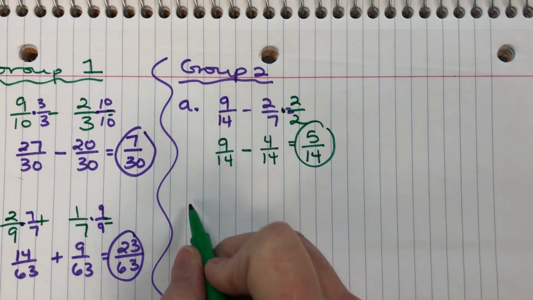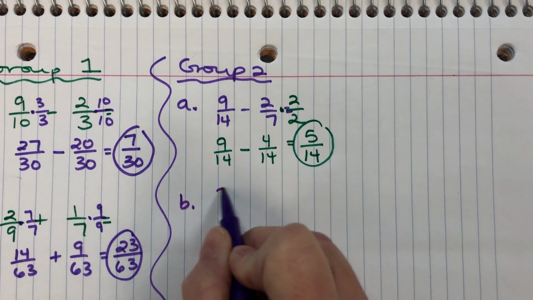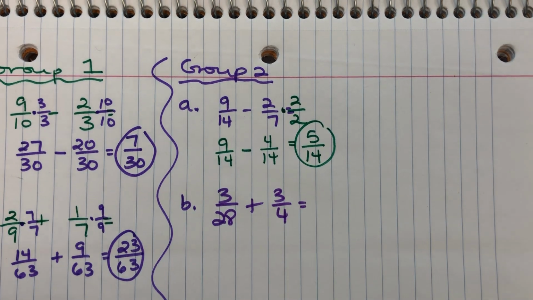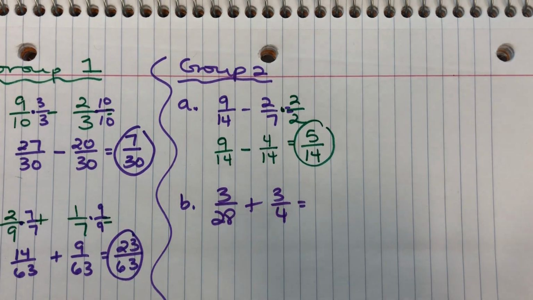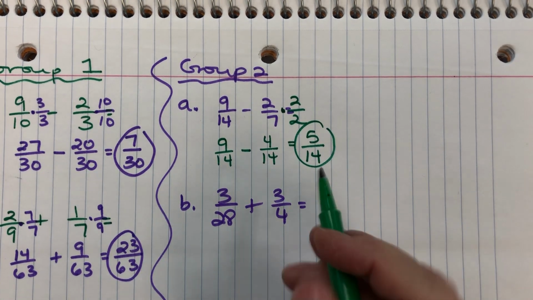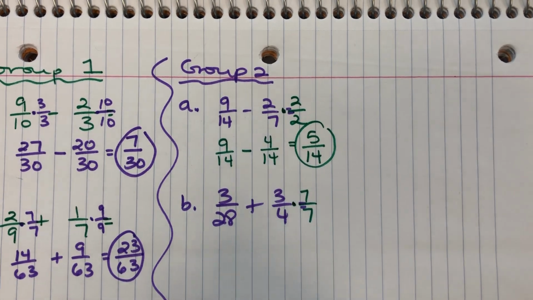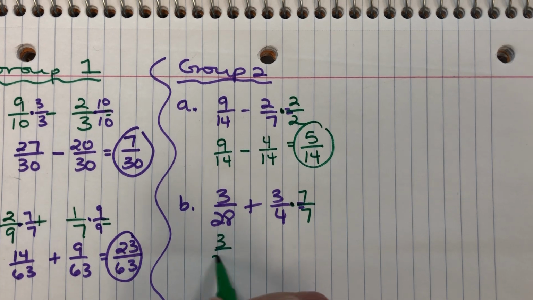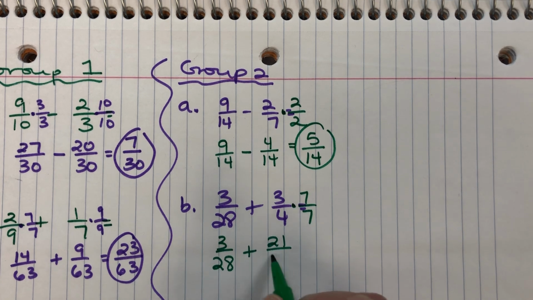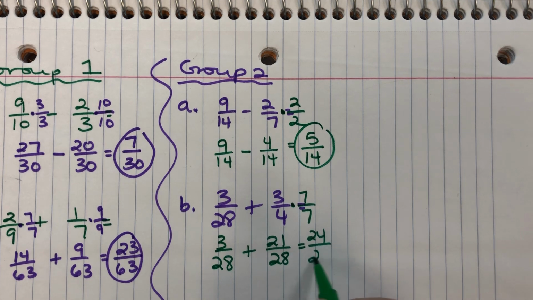All right, letter B. I want you to write down 3/28 plus 3/4. 3/28 plus 3/4. Again, for this one, 4 is a factor of 28. So I can multiply 4 by 7 to get 28. So I only need to change this one. So my new problem, 3/28 is gonna stay the same, but 3/4, I'm gonna rewrite it as 3 times 7 is 21/28. 3 plus 21 is 24, and I have 24/28.